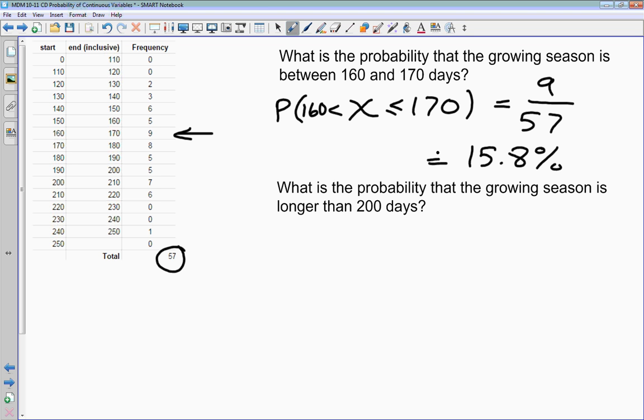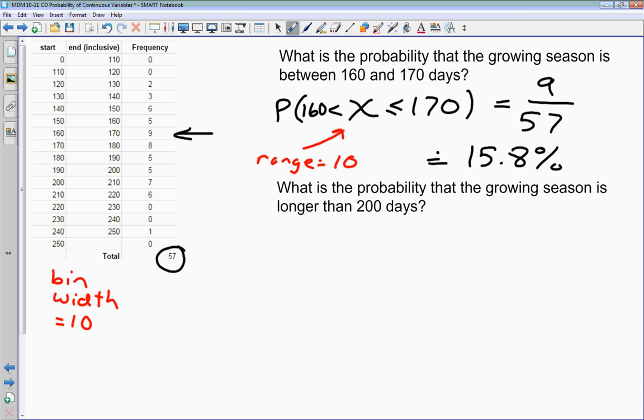Now, I was able to answer this question that it was between 160 and 170 days because I'm asking about a range of 10 days here. Because when I made my frequency distribution, I made my bin width or my bucket size to be 10 days. So the distribution that we use to answer it and the questions that we can ask about the distribution have to match up a little bit.